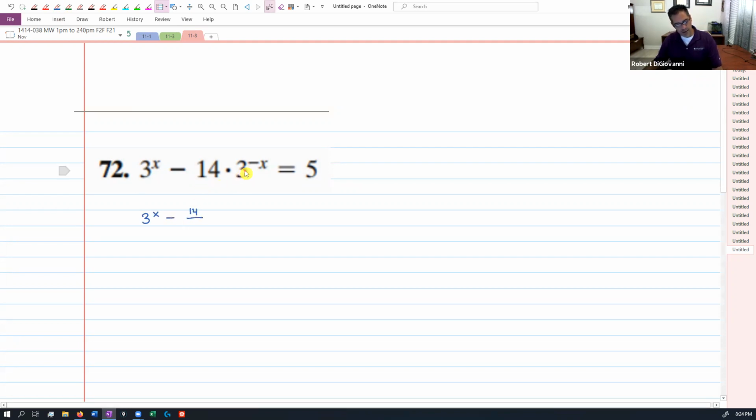We're going to take this 3 to the negative x and drop it down as a 3 to the positive x. All I'm doing is using a good old property of exponents. x to the negative 2 is the same as 1 over x squared, right? That's a property of exponents. So 3 to the negative x really equals 1 over 3 to the x, and I'm dropping it down, and then the 14 just slides on top of it. So I have that, and then I have equals 5.